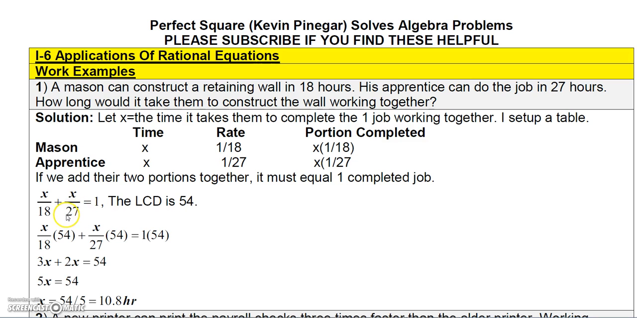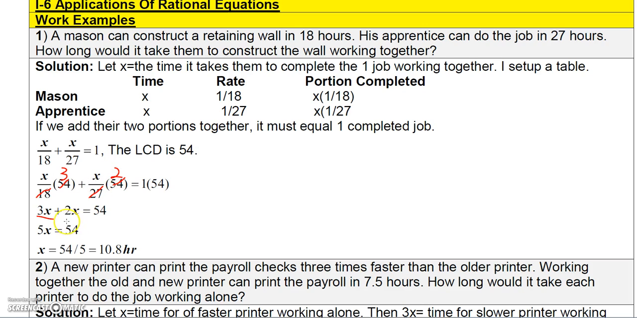Now, to finish solving this, I need the lowest common denominator, and 18 and 27 will both go into 54. If I multiply X over 18 by 54, then I know if I divide 18 into 54, I get 3, so that gives me 3x. And if I multiply X over 27 by 54, I know 27 goes into 54 twice, so that's going to give me 2 times X. And if you multiply 1 by 54, you get 54. Then I can add these together, and I get 5x equals 54.